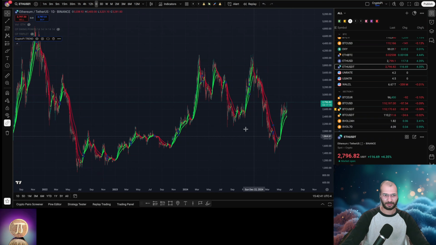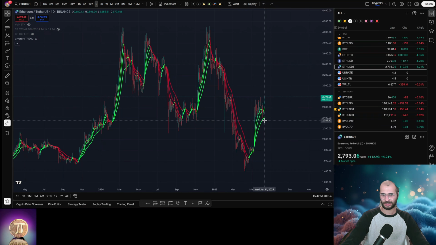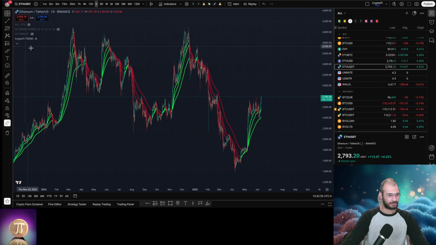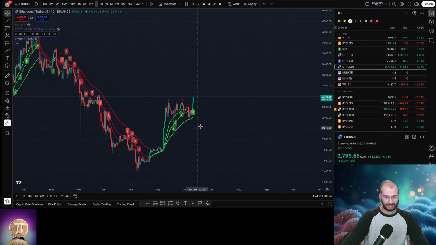So what we see here is the Ethereum in the USD pair or USDT pair on Binance on the day time frame. The quick MA trend indicator is showing green, which basically means it's bullish at the moment. If I would switch on one of the strategies here, alright, I have all the strategies active. Let's click on show all strategies. It shows that there is a bullish indication here, so I can take a trade here.